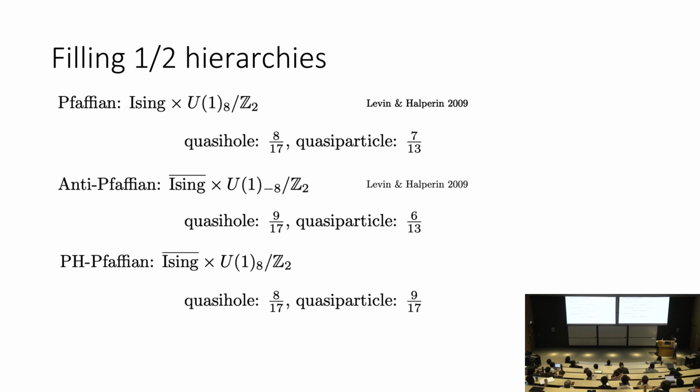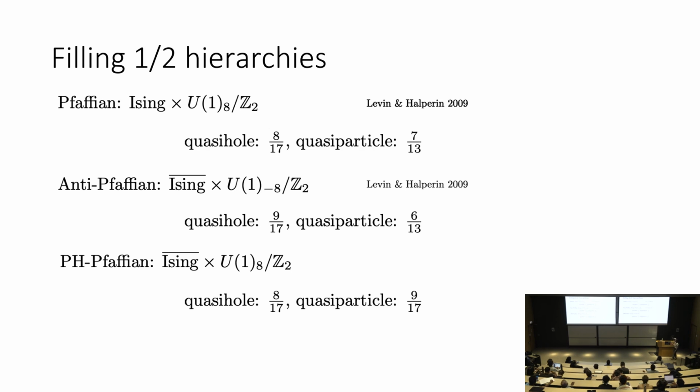And the first two were already computed by Michael Levin and Bert Halperin in 2009. They did it from the wave function approach. So you can write down a wave function for these states, and then you can integrate over the positions of the quasi-holes and quasi-particles explicitly. But that calculation is a lot more complicated than the adding of fractions that we did. And then also, it was hard to generalize that to PH-Pfaffian because this one doesn't have such a nice wave function that you can write down and do this calculation with.